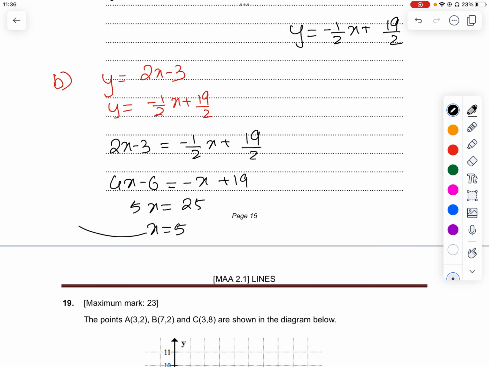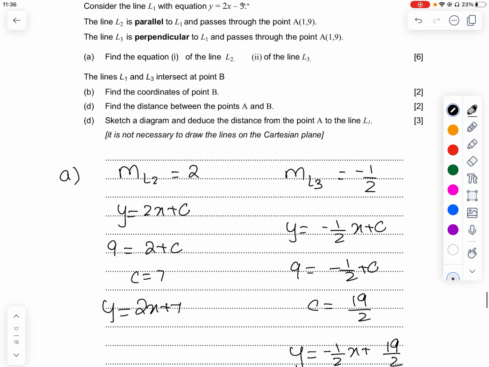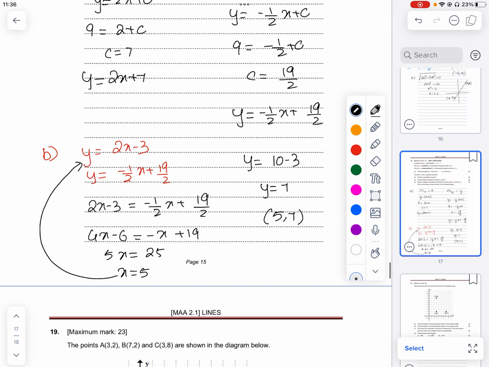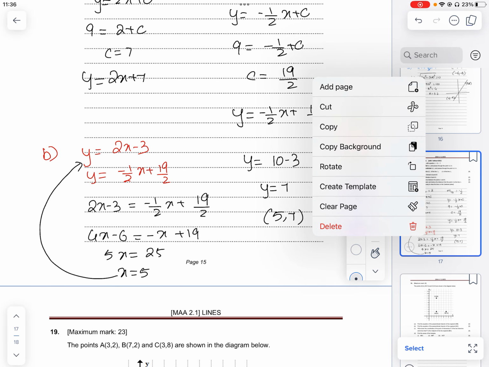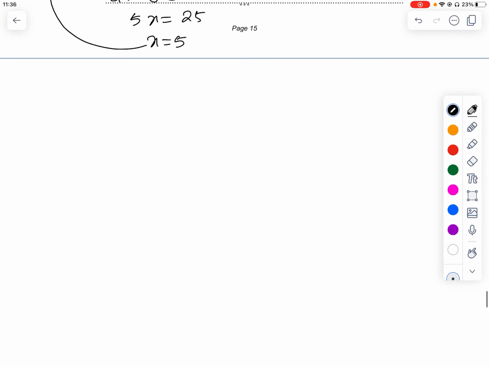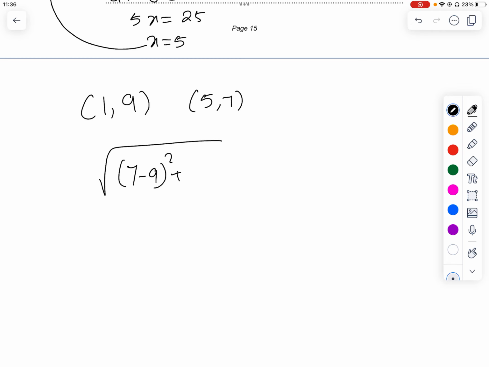Plug in x equals 5. So y equals 10 minus 3. y equals 7. So 5 comma 7 is going to be the point. Then find the distance between the points A and B. A is 1 comma 9 and B is 5 comma 7. So distance will be square root of (7 minus 9) whole square plus (5 minus 1) whole square, which is 4 plus 16, square root 20, which is 2 root 5.